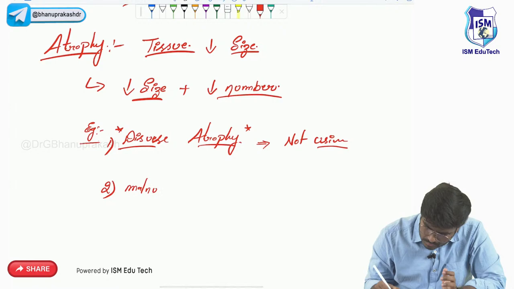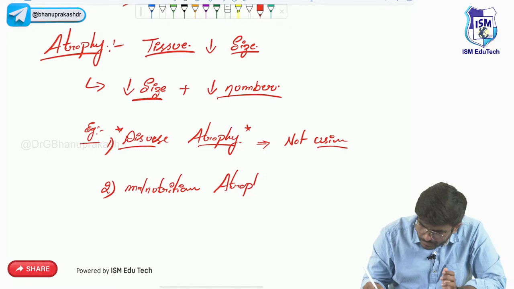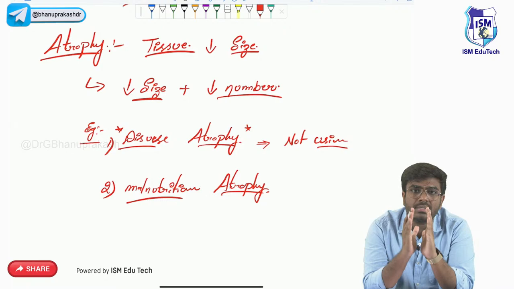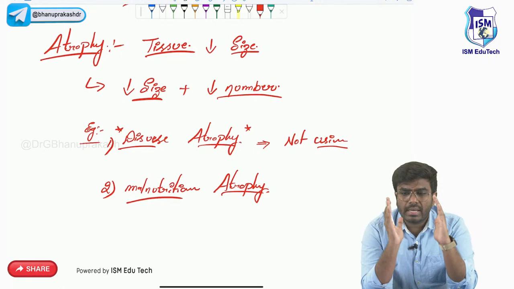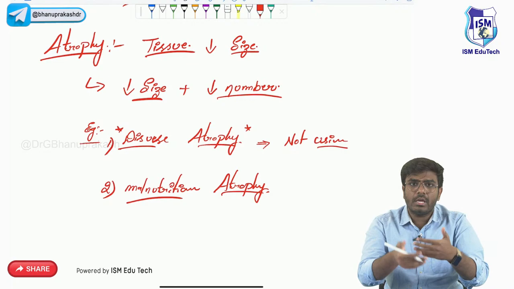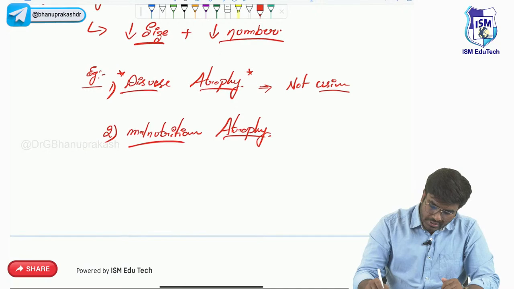Or something like malnutrition atrophy. I'm using the muscles, but I'm not giving proper nutrition to them. So what will happen? The number of cells is decreasing, they are dying, right? Autophagy will happen. So the number of cells decreases, and the size of the cell decreases. Why is the size of the cell decreasing? All the proteins inside the cells are now being utilized. Autophagy is happening. So the size of the cell decreases, the number of cells decreases.